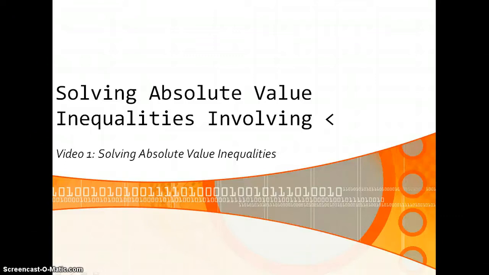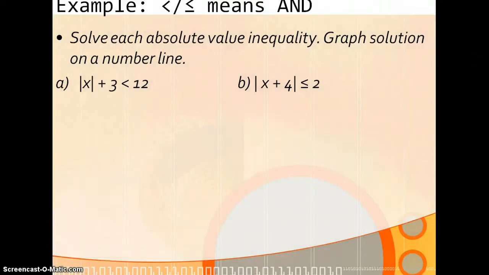So this video is on solving absolute value inequalities involving less than symbols. This is video 1 for the section on solving absolute value inequalities. The example says, at the top, less than and less than or equal to means "and." So if you solve these correctly, you will produce an "and" graph for your solution. So less than and less than or equal to means "and."